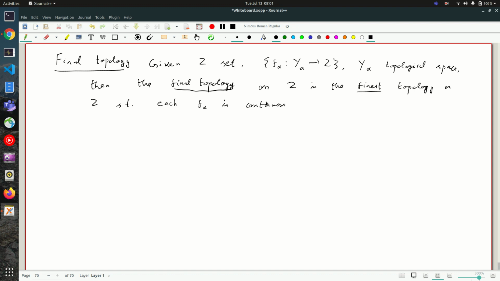Again, if I took the other case, which is coarsest, it would be useless because the indiscrete topology makes everything continuous. So the answer to the coarsest, which is not useful, is that you have to take the indiscrete topology. But on the other hand, finest topology means something non-trivial. So proposition: the final topology exists.